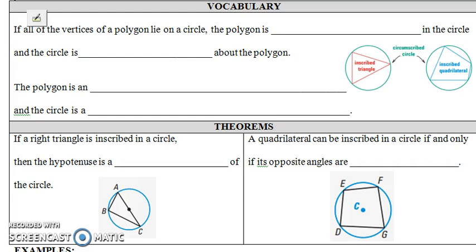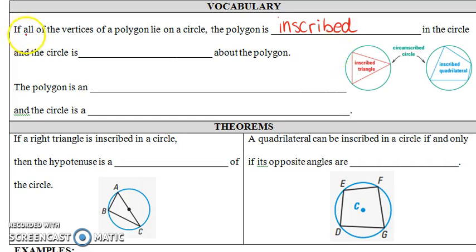So the first vocabulary definition I want you to fill in here is that if all of the vertices of a polygon lie on a circle, then the polygon is blank in the circle. The word that fits is inscribed. And you've seen that word before. We've talked about inscribed shapes. We've talked about inscribed angles. That word inscribed just means that the object that we're talking about is inside of something else.